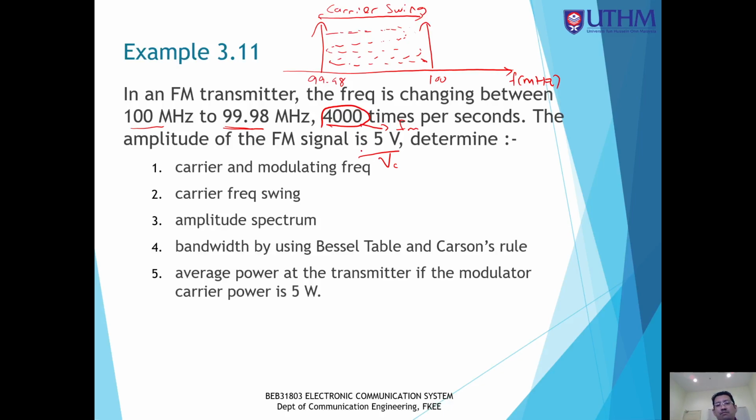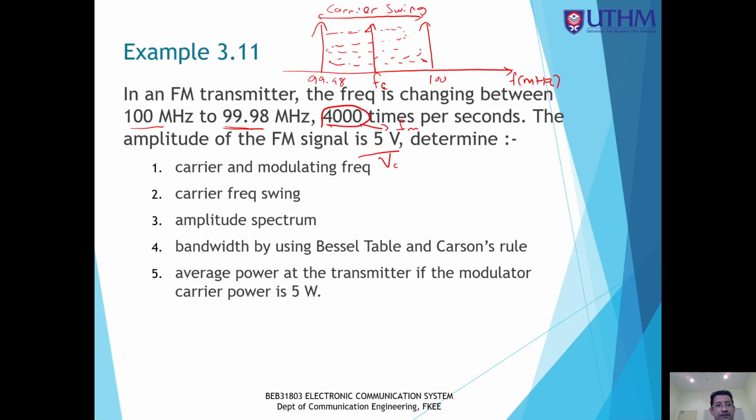If you see between maximum and minimum, the center would be the rest frequency, which is FC. From this picture I can see that the center would be at 99.99. I can calculate this mentally, so I can estimate from this drawing that the center would be at 99.99 megahertz.